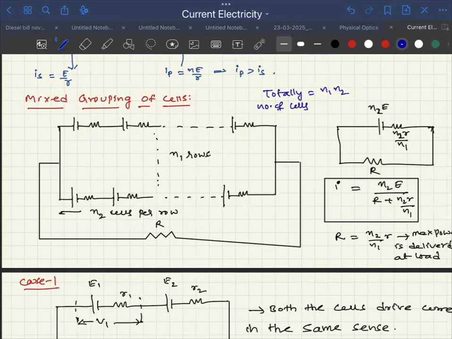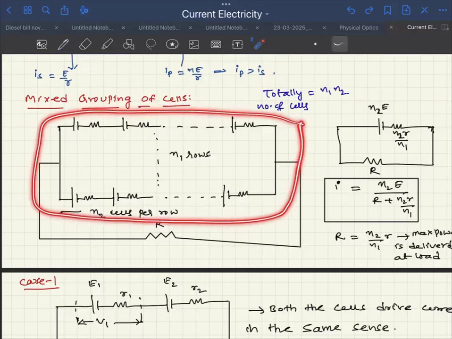For example, 8 into 6, that is 48 cells. There is one combination I can use: 8 in each row, and likewise 6 rows. I'm just giving you some example, not necessarily that is the final case. Totally, I have N1 into N2 number of cells. What am I doing now? In each row, I am taking N2 cells. Likewise, I have N1 rows. All this is in one box.